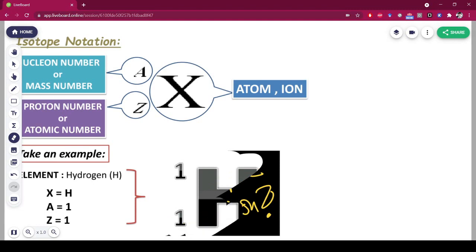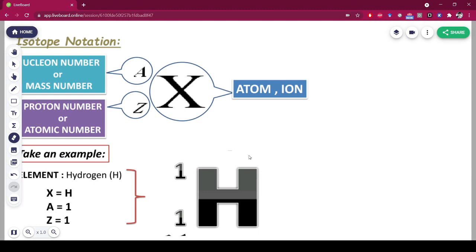So this is how you're going to write it. It's very simple. What you have over here, the symbol X is H. You're going to write it there, very specifically for hydrogen. And you have the value of A, which is 1. You're going to put 1 over here, just like what you have A right there. And then Z, 1, right here.